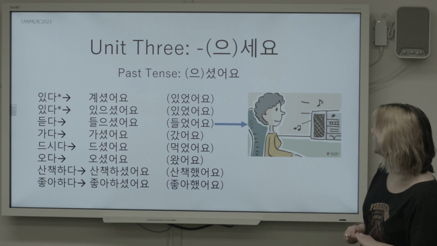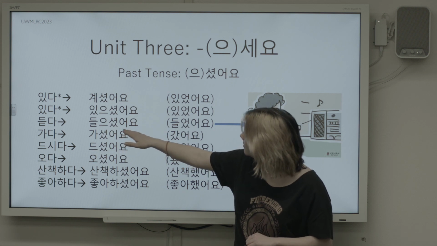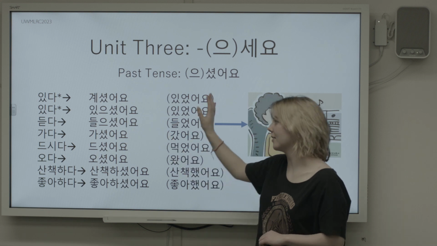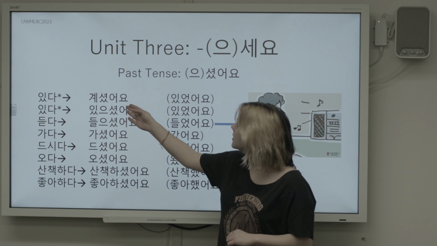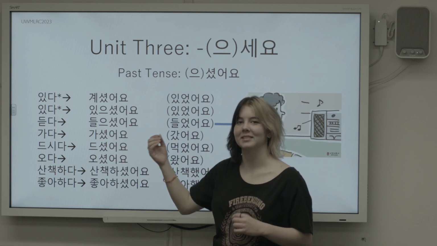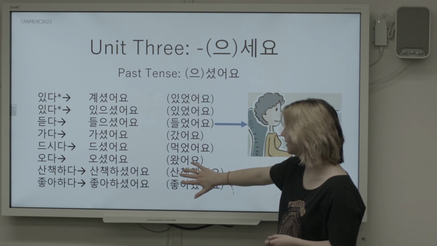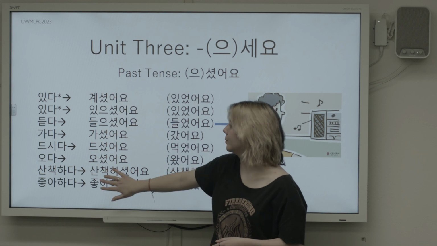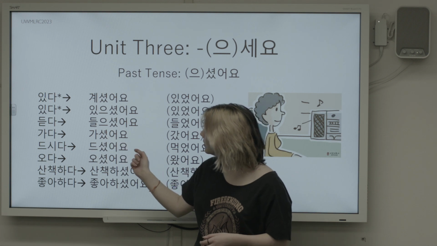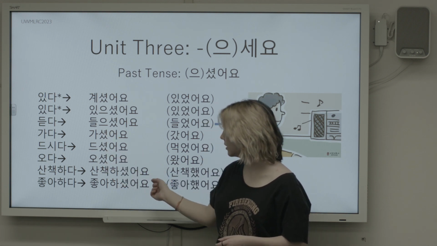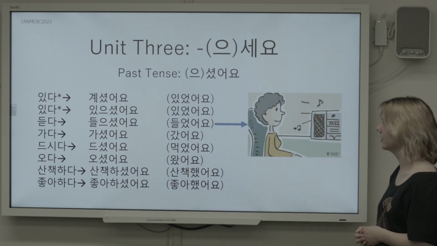Past tense. So remember, 있다, 없다. Two different meanings. I only have 있다 here included, but you can say 계셨어요 or 있으셨어요, which sounds a little bit difficult to pronounce. These are the regular forms to compare to the forms that you'll be using with the polite forms. So, 가셨어요, 드셨어요, 들으셨어요, 오셨어요, 산책하셨어요, 좋아하셨어요. I think past tense is a little bit easier.